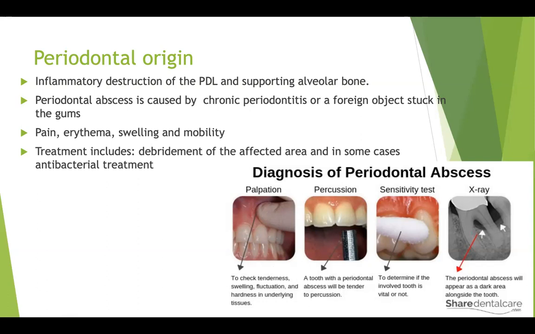And then to determine the sensitivity, you have to do the endo ice test to see if the tooth is vital or not. And also the x-rays should be able to show some bone loss, and that will indicate a periodontal abscess.